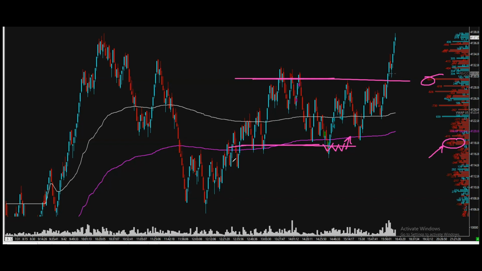So that's why I wanted to show you delta and the footprint before I look at the DOM with you guys, because you'll see that, yes, they are powerful tools. They're great order flow tools.